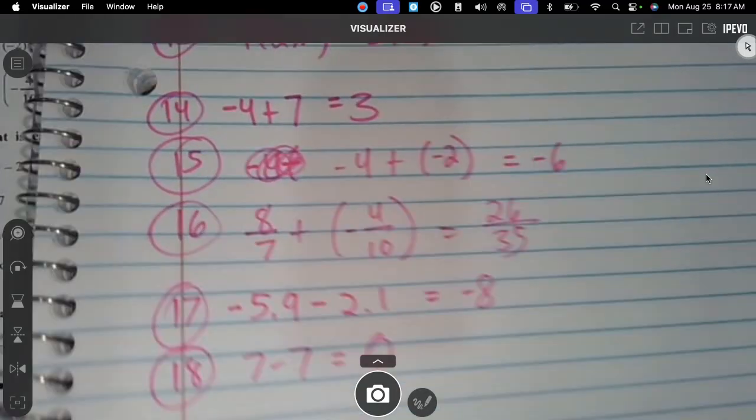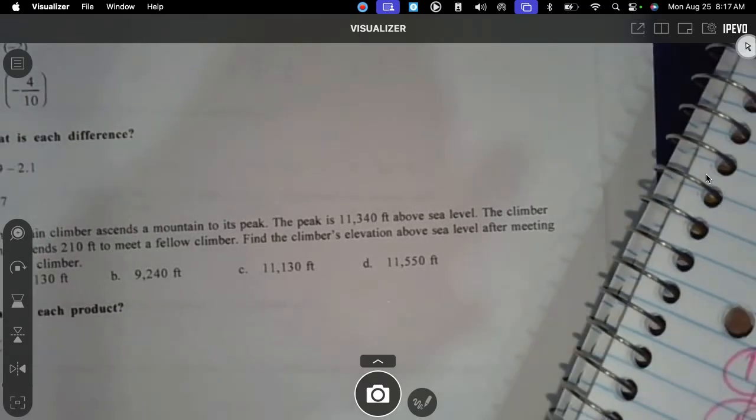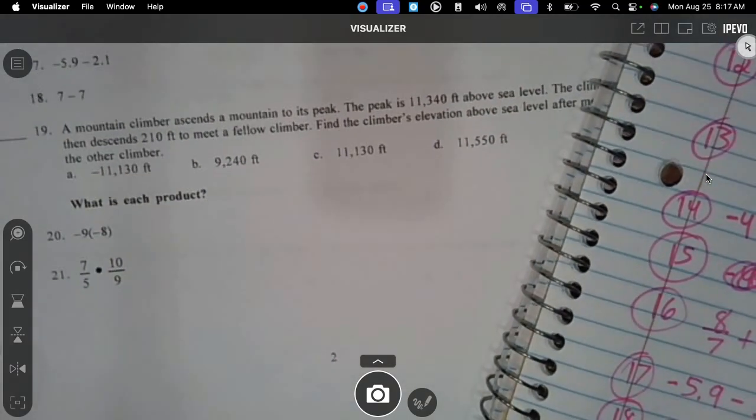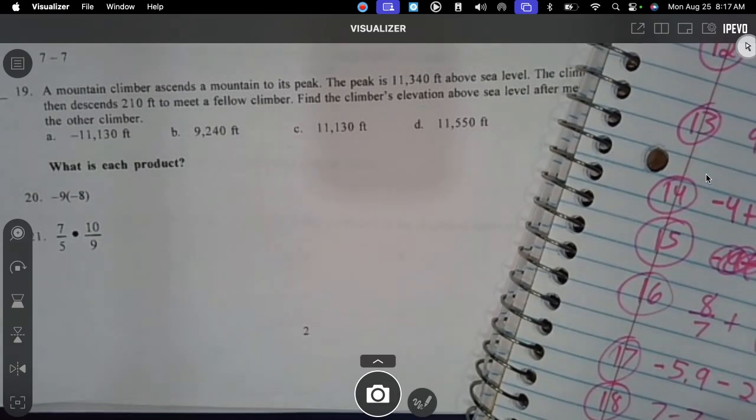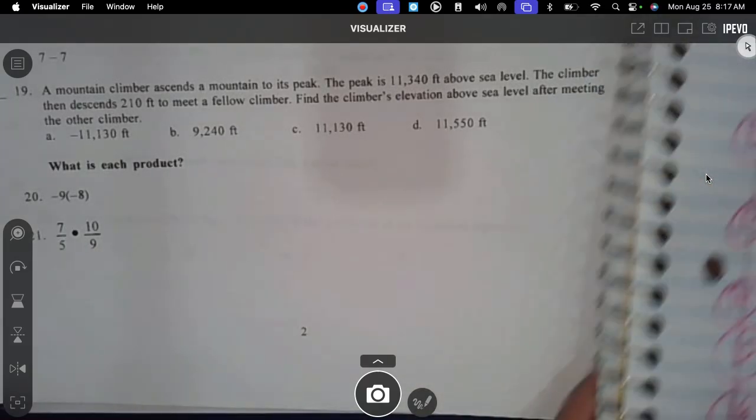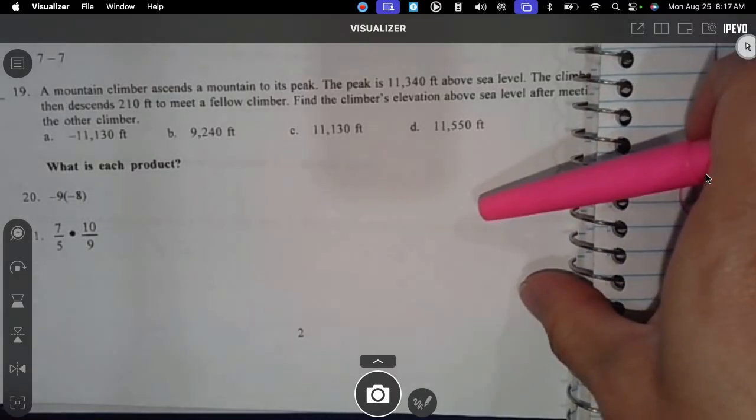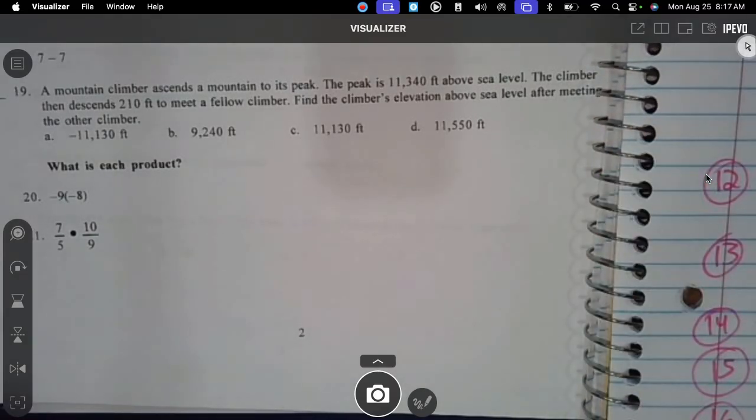All right, the next one, it says, all right, a little bit of a word problem, so you have to figure out what's going on. If you ascend, what does ascend mean? To go up. Descend means to go down. Okay, so it says that, and it kind of gives you a hint on what it's saying. A mountain climber ascends a mountain to its peak. That means it's going to the top. And the peak is at 11,340 feet above sea level. The climber then descends 210 feet. So you would start at the 11,340, and when you descend, you're going to subtract, right?